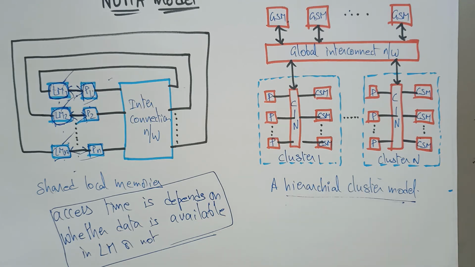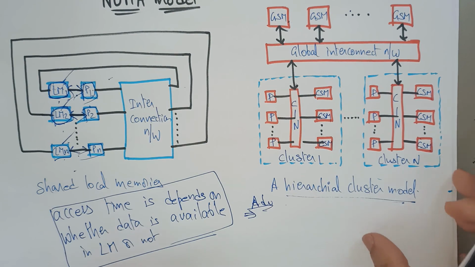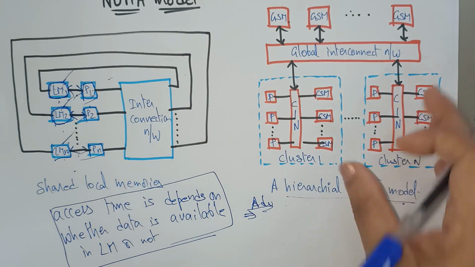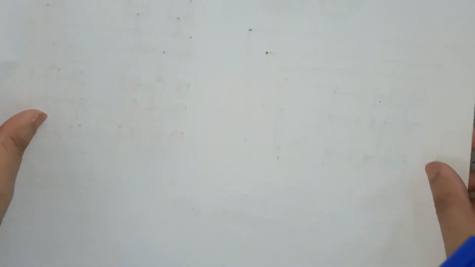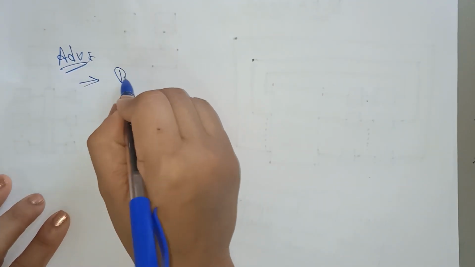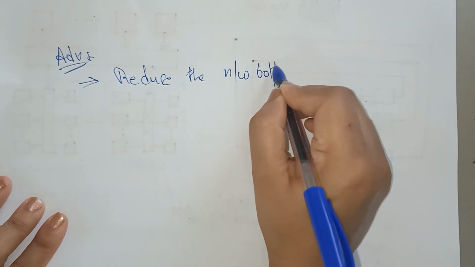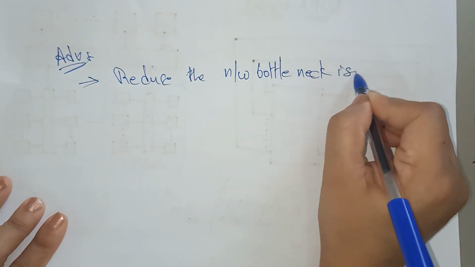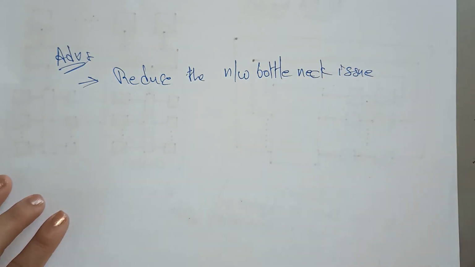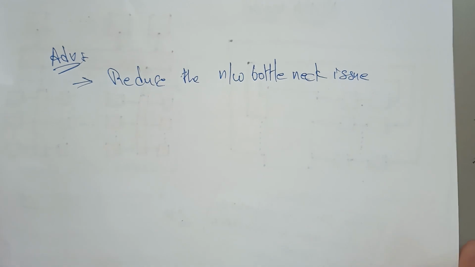Now, what are the advantages of using non-uniform memory access? The first advantage is that it reduces the network bottleneck issue. That occurs in the NUMA model because each processor has a direct access path to its attached local memory. So this is about the NUMA model.